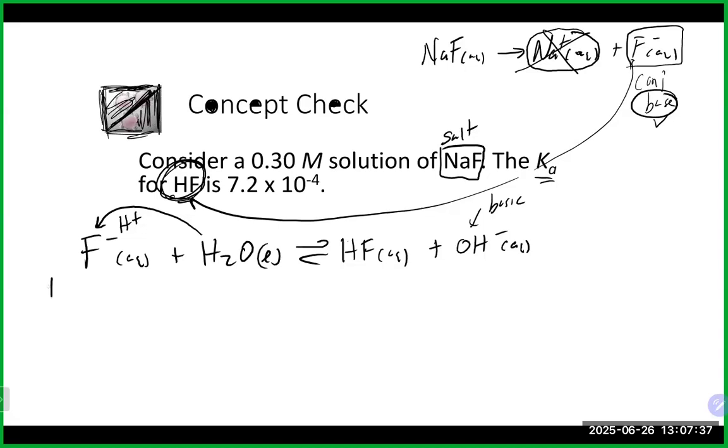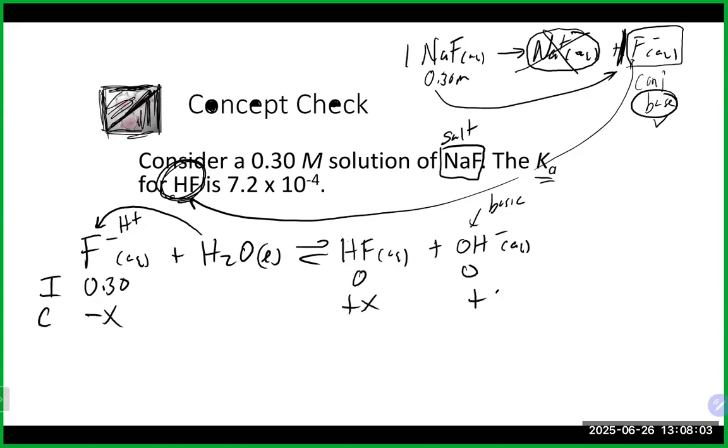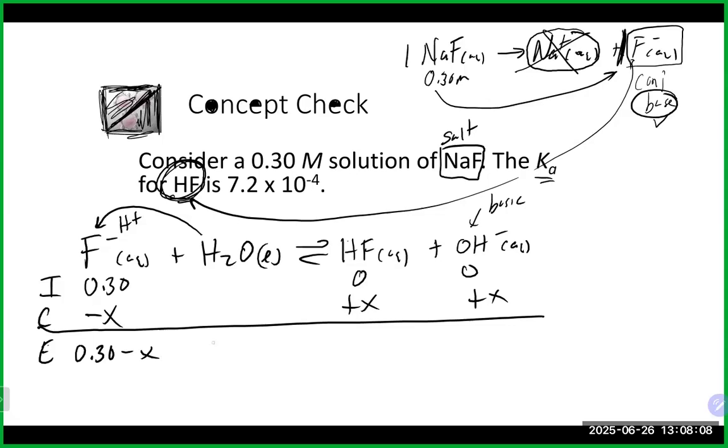We're going to initially go 0.3 molar for our F minus, and that is because it is a 1-to-1 relationship between these two. So the concentration of the F minus is 0.3 molar. By the way, the concentration of the sodium is also 0.3 molar, but you don't really need it in this case. Going to go 0, 0. Change is going to be minus X, plus X, plus X. Going to go 0.3 minus X, X, and X.